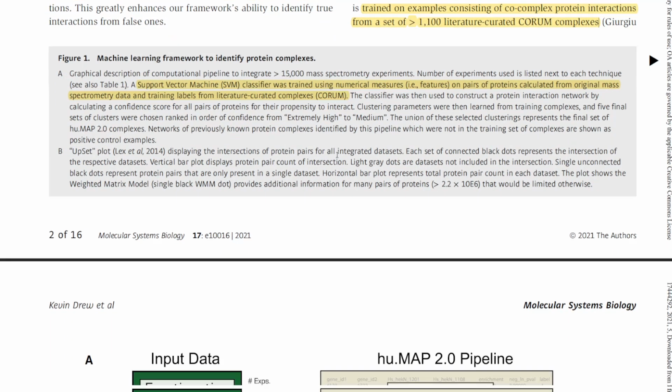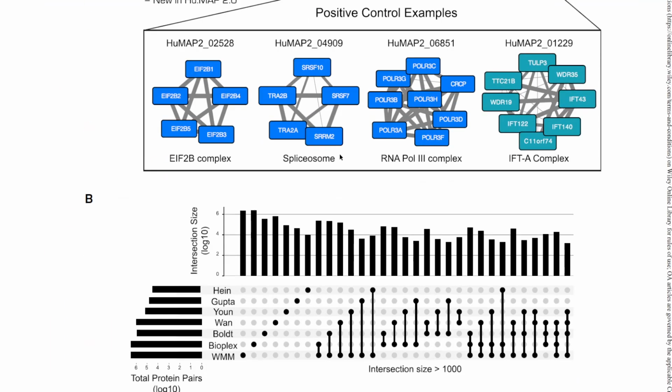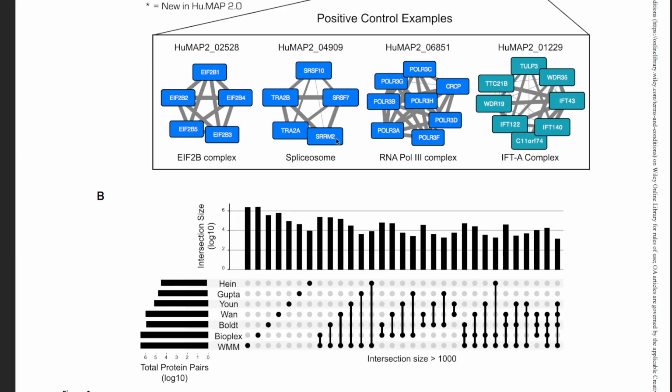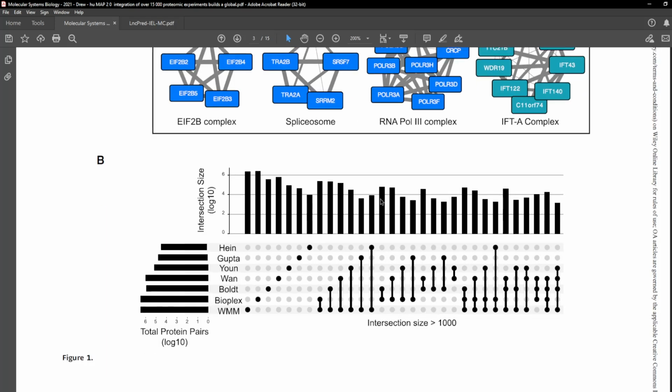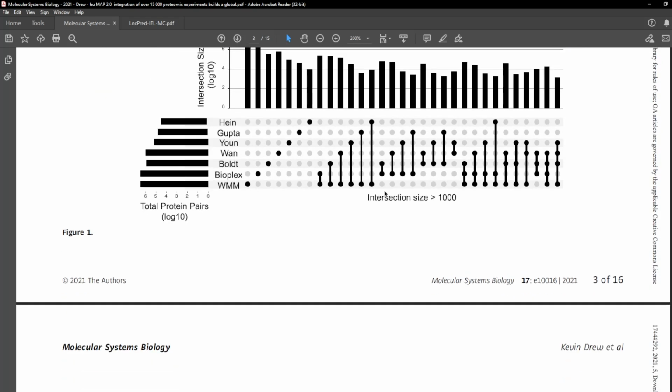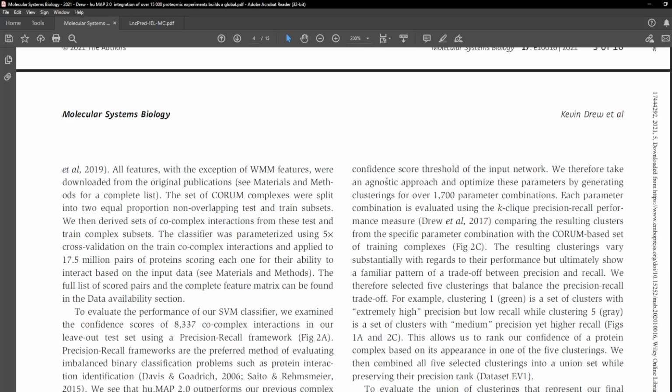All features, with the exception of WMM features, were downloaded from the original publications. See materials and methods for a complete list. The set of quorum complexes were split into two equal proportion non-overlapping test and train subsets. We then derived sets of co-complex interactions from these test and train complex subsets. The classifier was parameterized using 5 times cross-validation on the train co-complex interactions and applied to 17.5 million pairs of proteins, scoring each one for their ability to interact based on the input data.